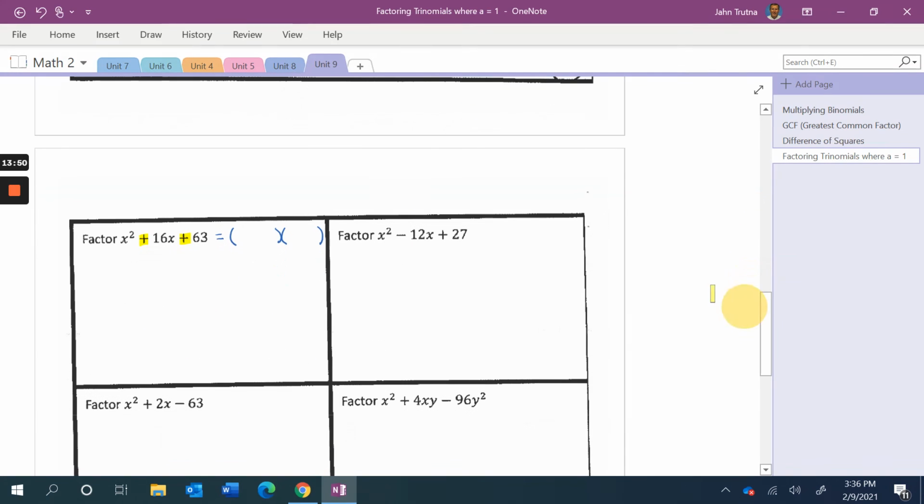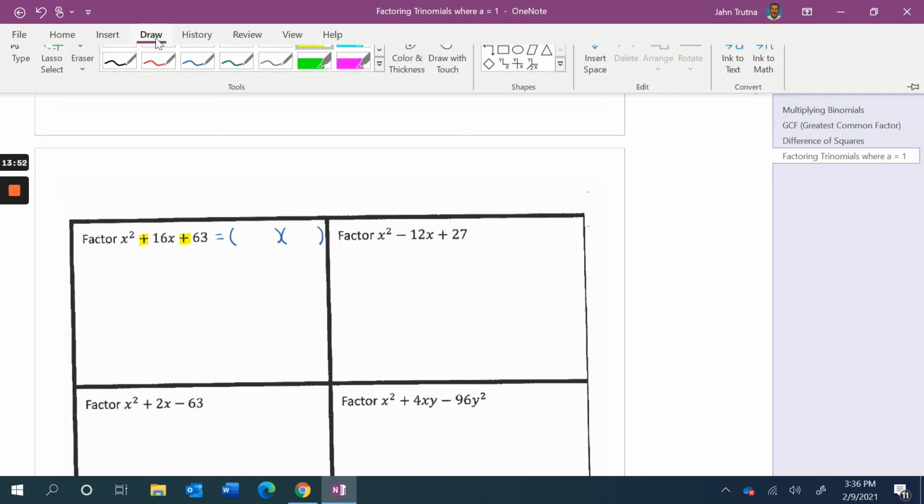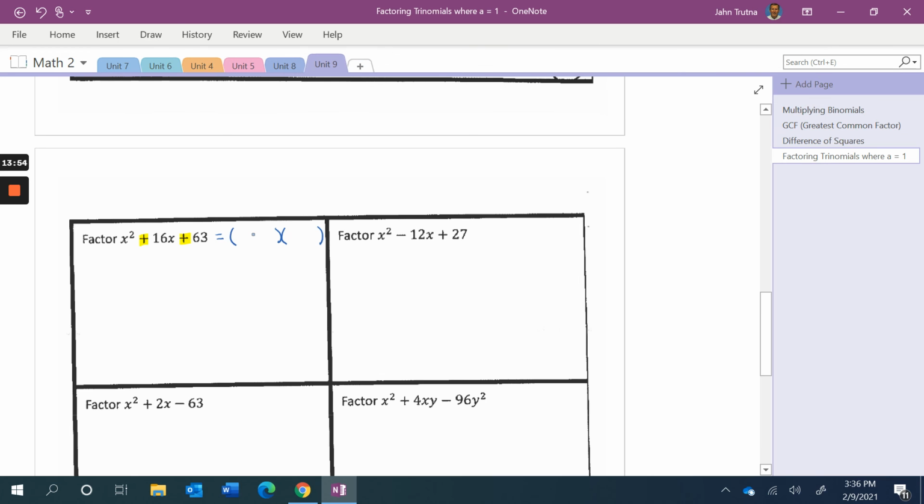Okay, so we go to our factors, and each one's going to have an addition symbol in it. I'm going to start each quantity with an x. Why an x? Well, because I have that x squared right there, and x times x is x squared. And now I have to fill in numbers after each addition symbol. So how do I do that? Well, I take my c value, which is 63. I take my b value, which is 16, and I make my factor chart.